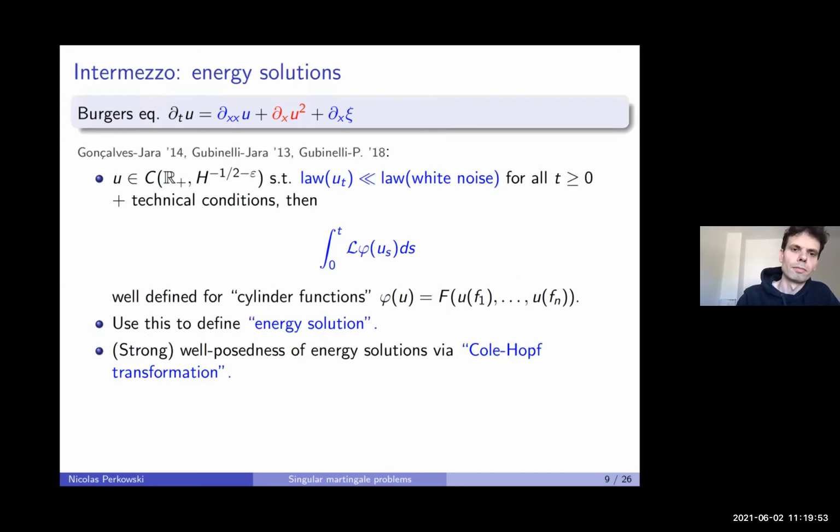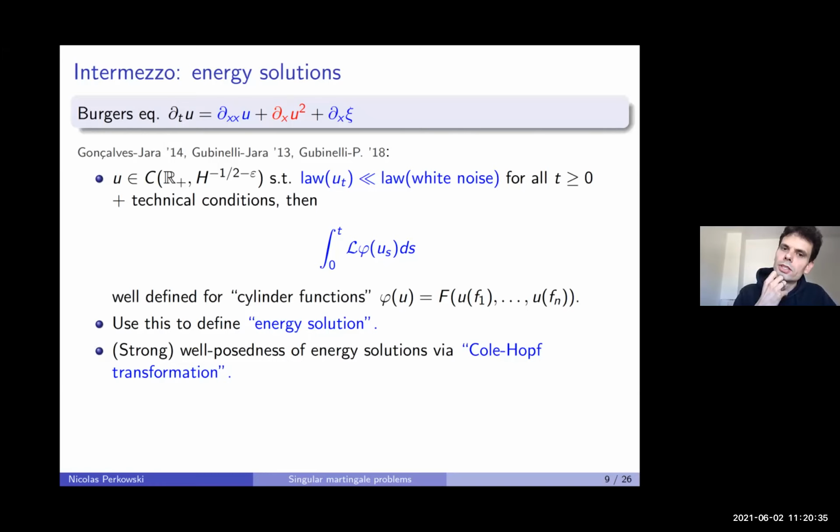This was done previously to what I'm discussing now, and these are energy solutions. They were invented by Patricia Gonçalves and Milton Jara in 2010, actually. Some of this was then published in 2014. And then Gubinelli and Jara added additional conditions to the definition of energy solutions that made it easier to work with them. And then a few years later, we proved that these finer energy solutions, with more conditions, are unique. We have pathwise uniqueness for them. So what are energy solutions?